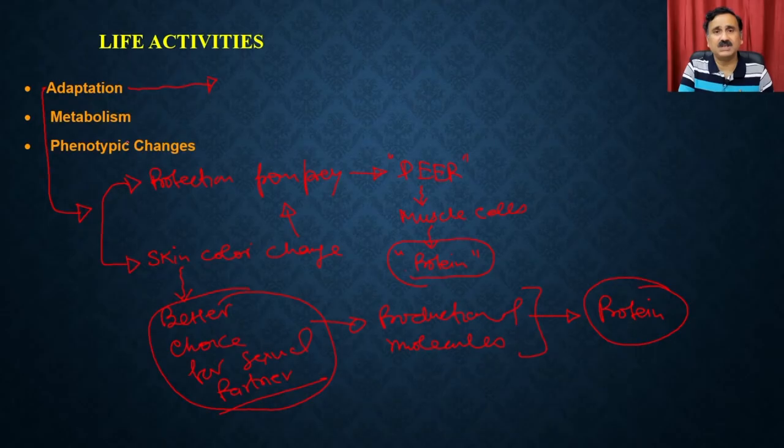So eventually what you see here is that whether we are going with the basic activities like sexual reproduction or running its own metabolism and all those kind of things, or whether we are going with specific activities where you require adaptations or phenotypic changes, the end comes when you are going to produce different types of proteins.